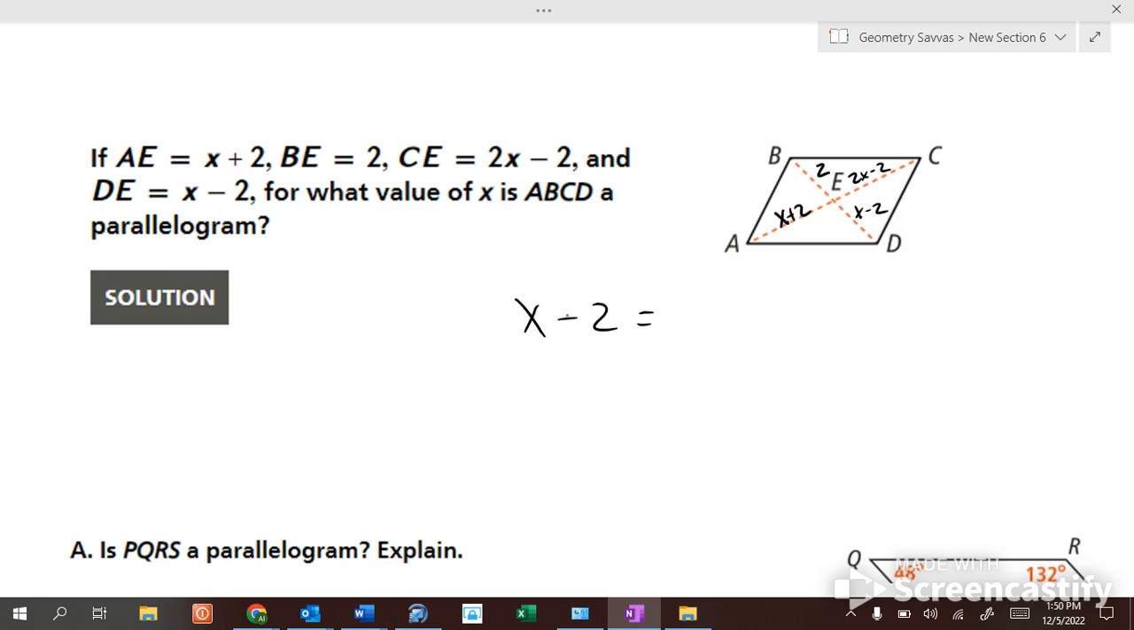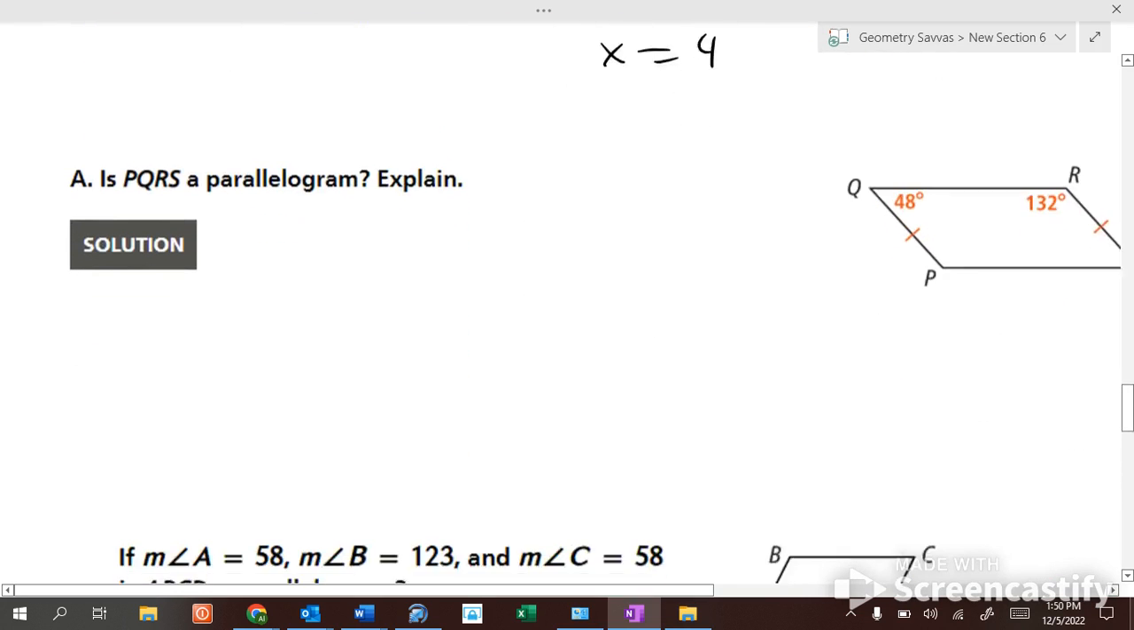If we add 2 to each side, x equals 4. If x equals 4, that makes this 6. 8 minus 2 is 6. That makes that 2 and that 2. Okay? Then it's a parallelogram because they bisect each other. That splits it in half, that splits it in half.